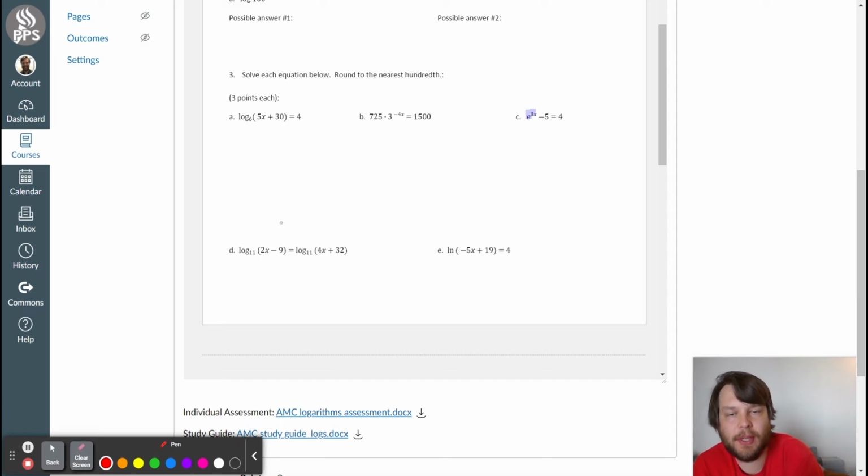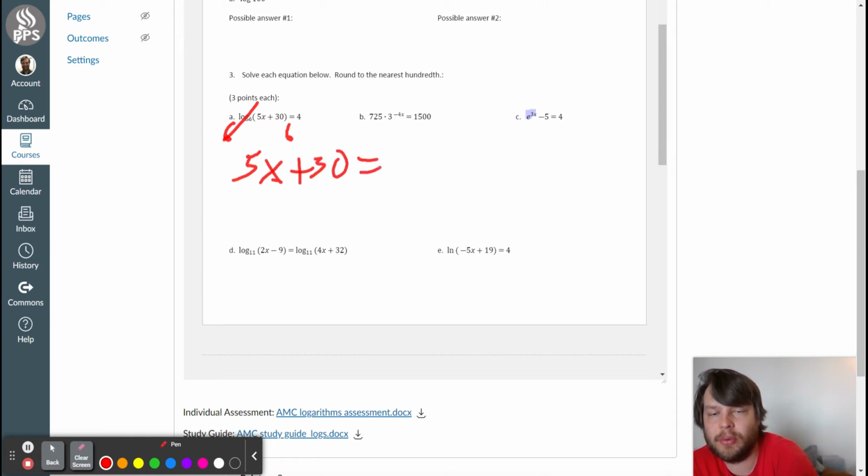So I'll do problems A and B here. When I see a logarithm with a base of 6, I'm going to use an exponent with a base of 6 to cancel those out. And so when I use base of 6, I get 5x plus 30 equals 6 to the 4th power. Let me pause here.